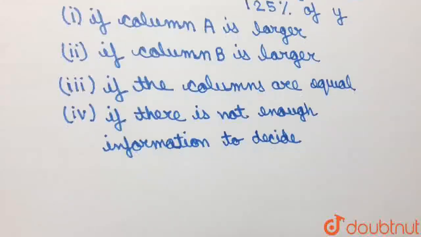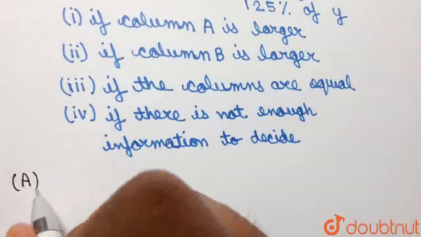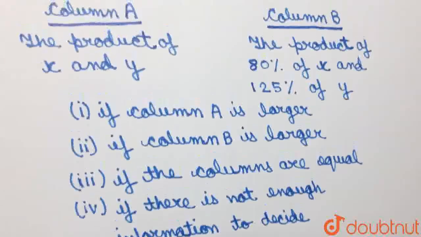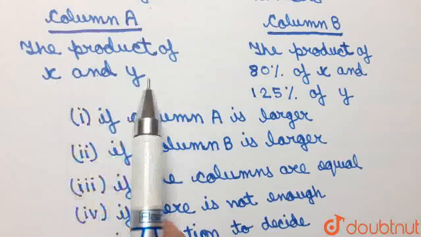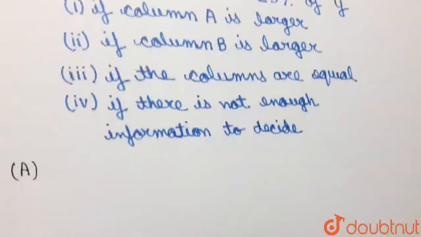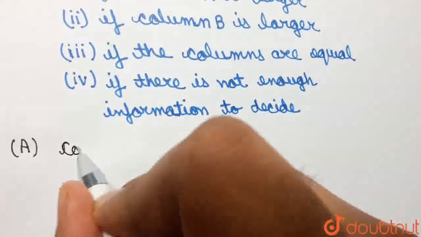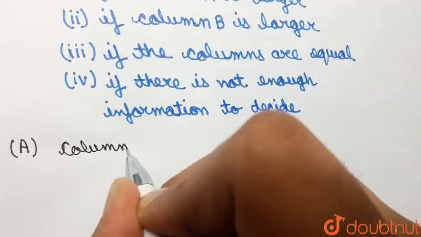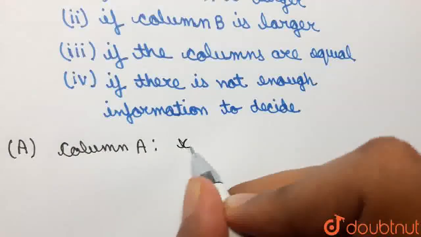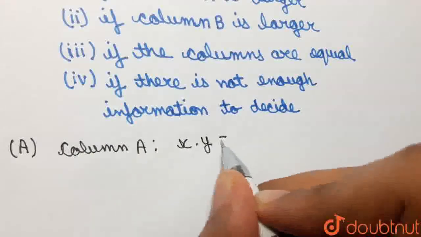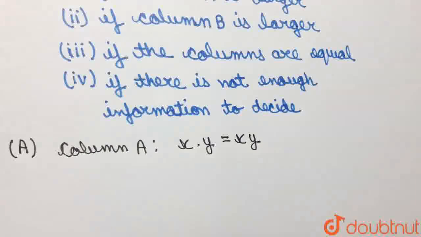So starting off with the solution, first of all, in column A, the entry that has been given is the product of x and y. Okay, hence in column A, the entry that is given is the product of x and y, which will be simply x into y, which is simply xy. Okay, so this is the entry in column A.